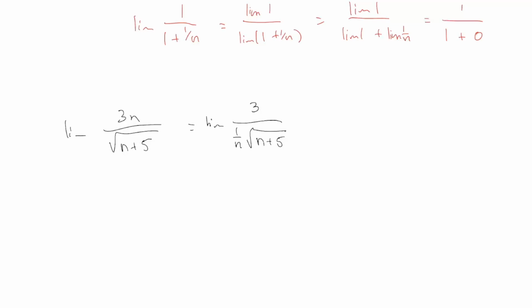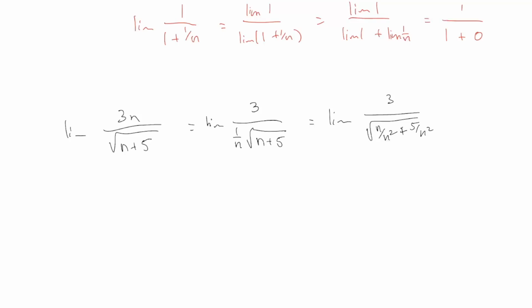We can move the 1 over n inside of the square root, because I intend to cancel it with what's in there inside the square root. We can move the 1 over n on the inside, but it will become 1 over n squared. So what it will look like is this. When that 1 over n moves into the square root sign, it becomes a 1 over n squared.